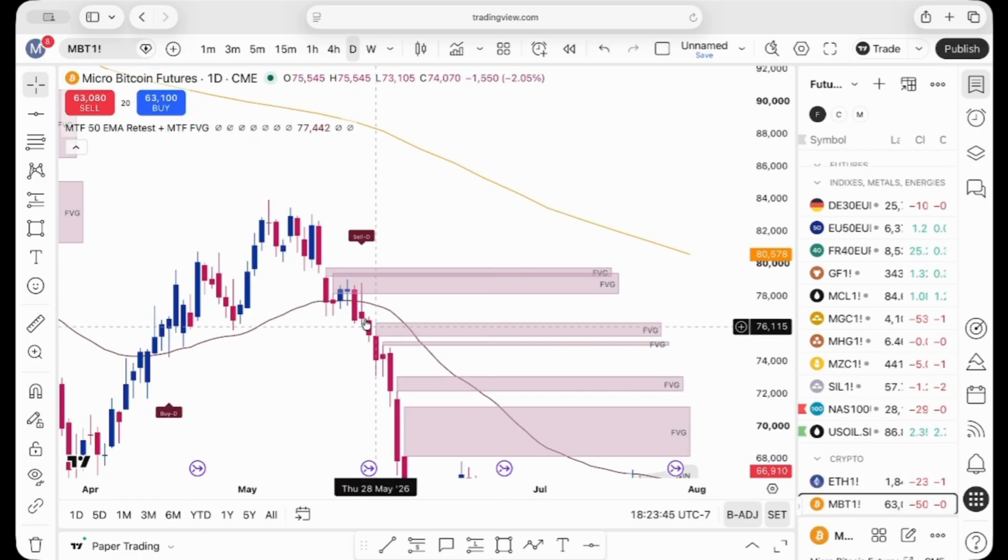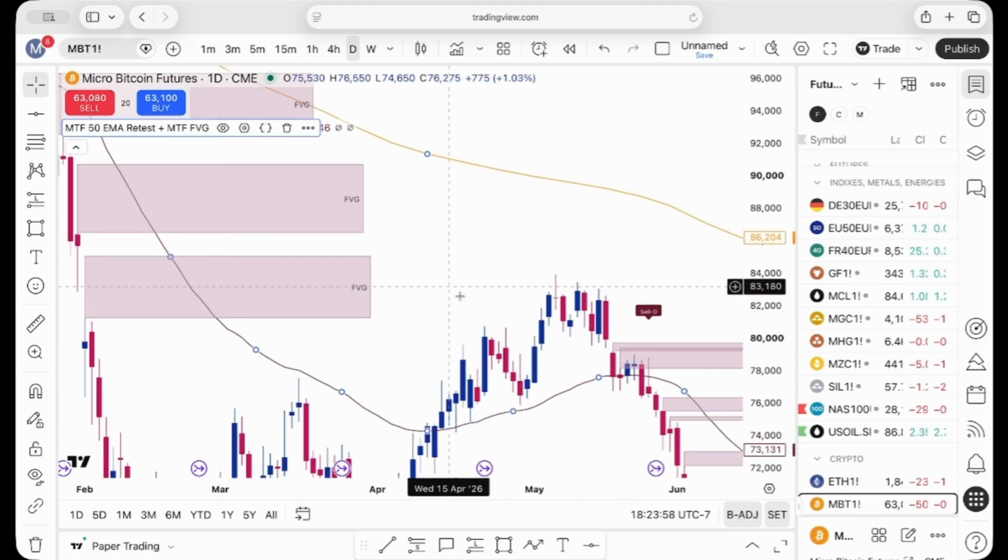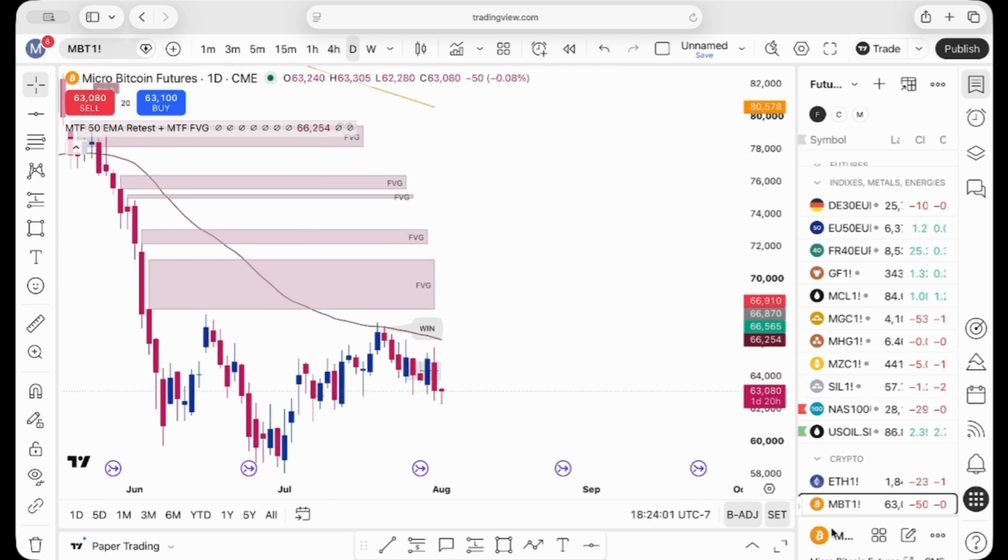Bitcoin, nothing there. Look at that, how nice. Off the daily, it rejected out of that fair value gap. And then here was another entry right here. There's no fair value gap right there, but Bitcoin is so good, you guys, on the daily.